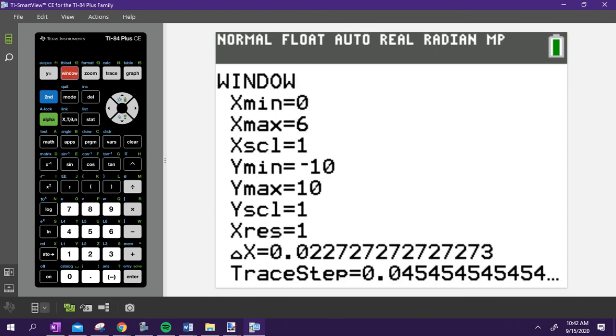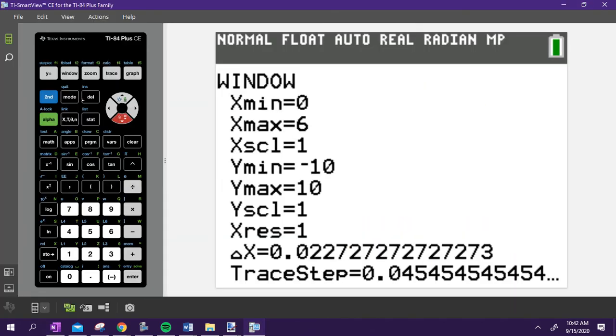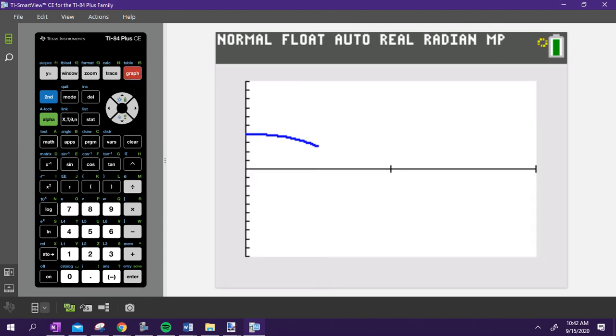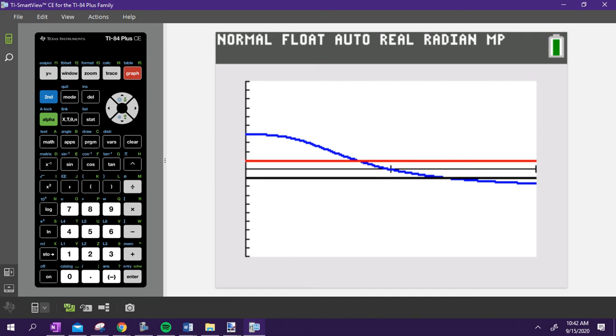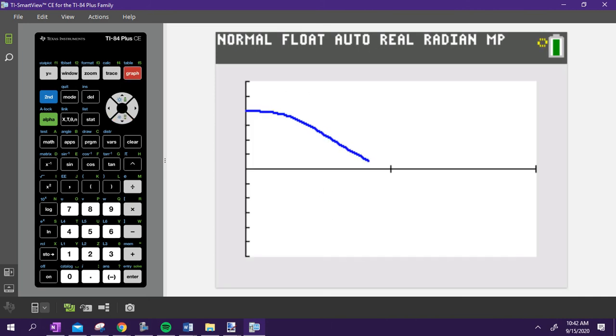I'm going to change my window here a little bit just to make life easier. We said specifically that I want to be on the interval from 0 to 2. So I'm going to make my x maximum 2 and my x minimum 0, and then hit graph. There's my graph. If you wanted to, you could zoom in a little bit more, like my y min and my y max. I'm going to make that -6 and 6. You don't have to do that, but I always like to be zoomed in a little bit more.